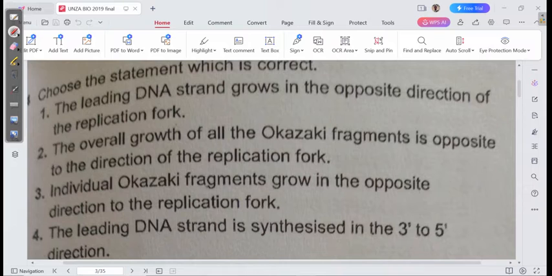Okay, so in biology, you can have about 4 correct answers, but you have to choose the best, the most correct one. That is going to be the correct answer. Here, option 3 says individual Okazaki fragments grow in the opposite direction. That is true. Then option 2 says the overall growth of all the Okazaki fragments is opposite to the direction of the replication fork.